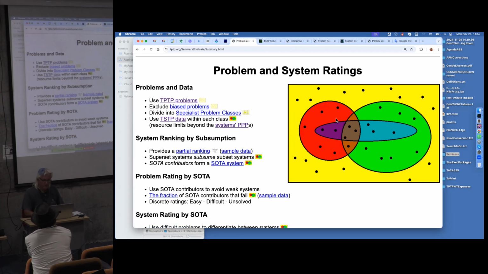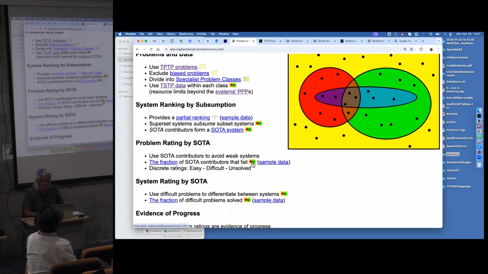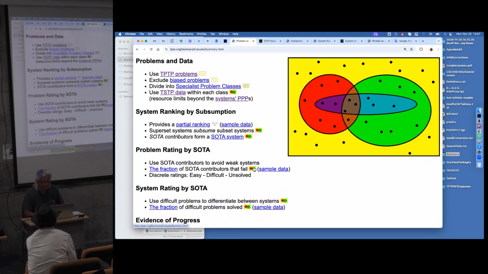So now we have only 1, 2, 3 pieces of software. And if we want to know how difficult a problem is: the problem that everybody solves, very easy, gets 0. The problem that nobody solves, very difficult, gets 1. And these problems here, one person can solve, gets 2/3. Here 2 people can solve, gets 1/3. And so now we know how difficult the problems are, with respect to the state of the art, what systems we have.